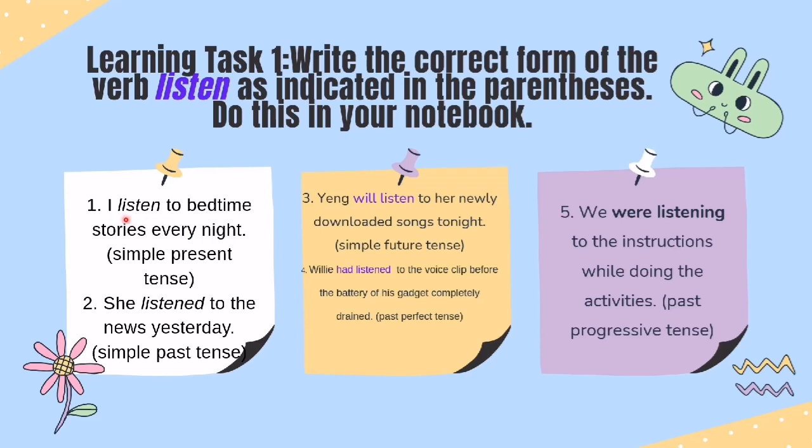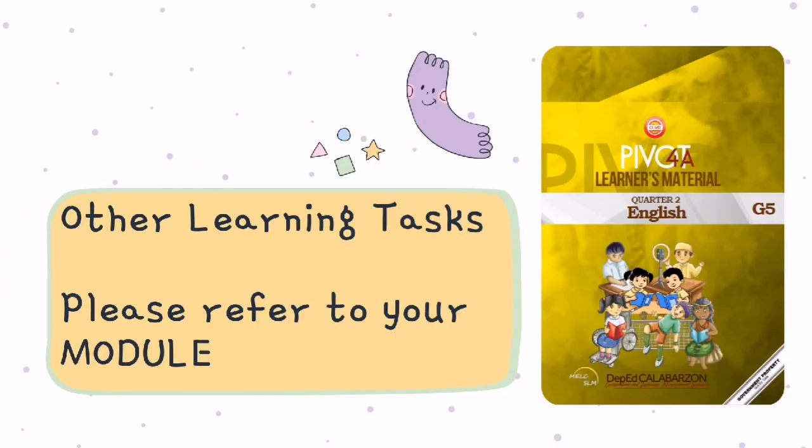Number 1 is listen. Number 2, listened. Number 3, will listen. Number 4, had listened. And number 5, were listening. I hope you got it right. And for the other learning tasks, please refer to your module.